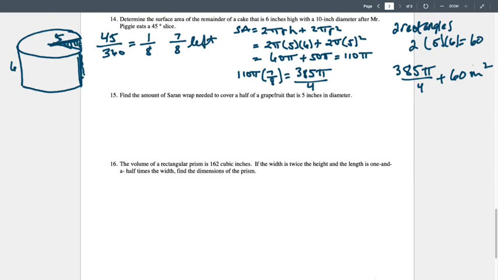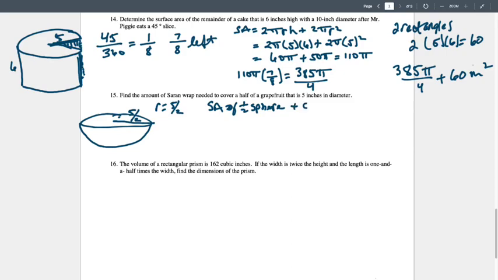All right, on the next one, find the amount of saran wrap needed to cover a half grapefruit that is 5 inches in diameter. So this time we have a hemisphere. The diameter is 5, so that means my radius is 5 halves, or 2.5, whichever way you want to think about it. Okay, so you're going to do the surface area of half a sphere, plus the circle top.